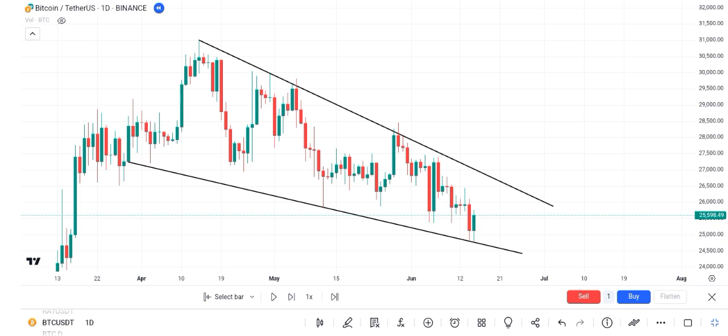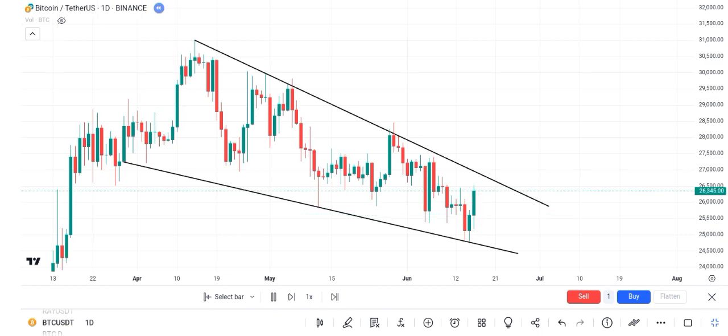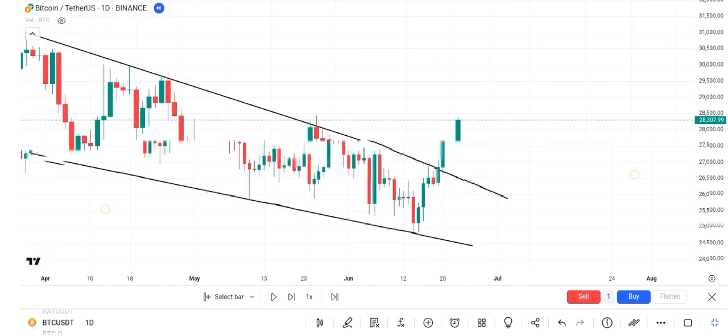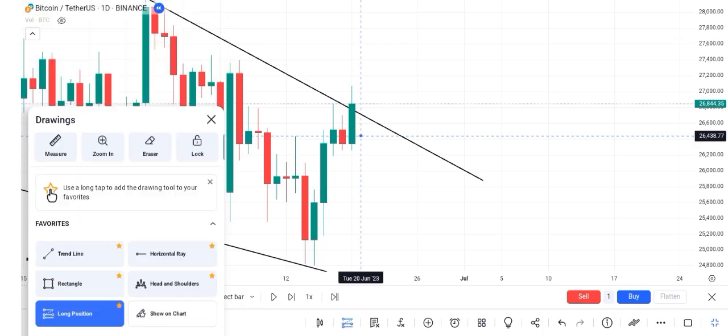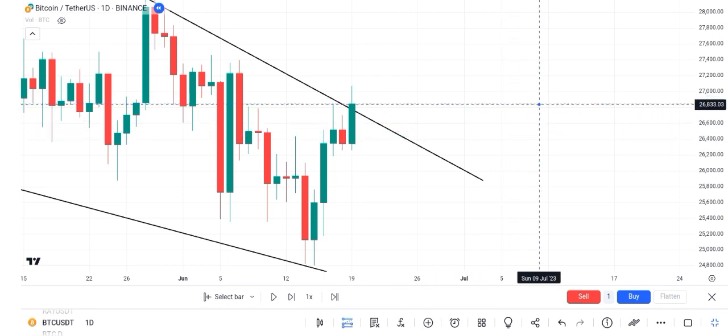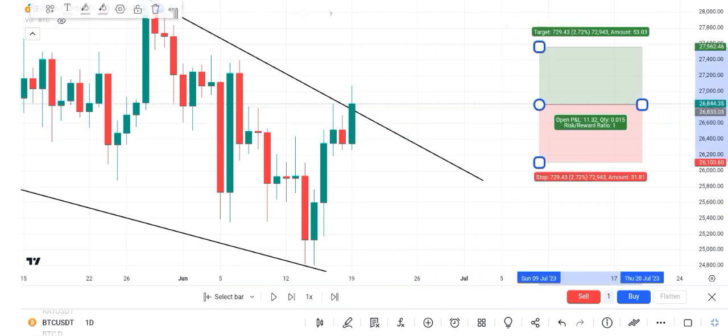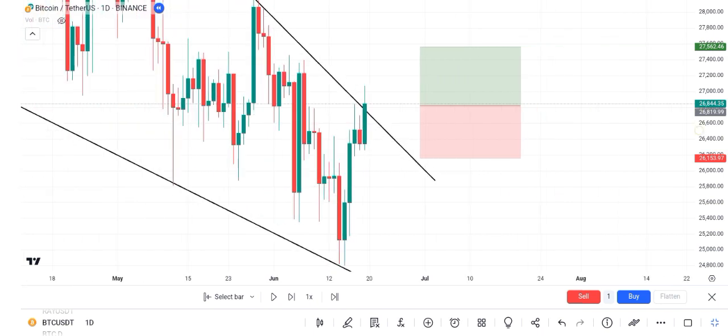So if the price breaks the upper resistance trend line, you can buy from that point. So let's see. The price is fluctuating and it has successfully given a breakout. Now this resistance trend line will act as a support trend line. So I will buy it from here with a proper stop loss below this trend line and below these lows. So I will buy at this point and my stop loss will be below this candle low.